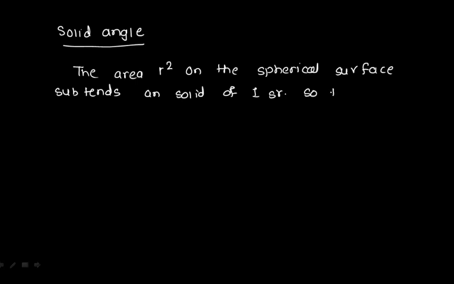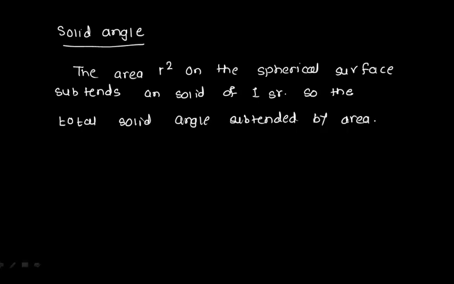So if you want to find the total solid angle subtended by area ds, how much will it be? dΩ is equal to ds divided by r², because your definition says that the area r² on the spherical surface subtends a solid angle of 1 steradian. So this will be ds by r².